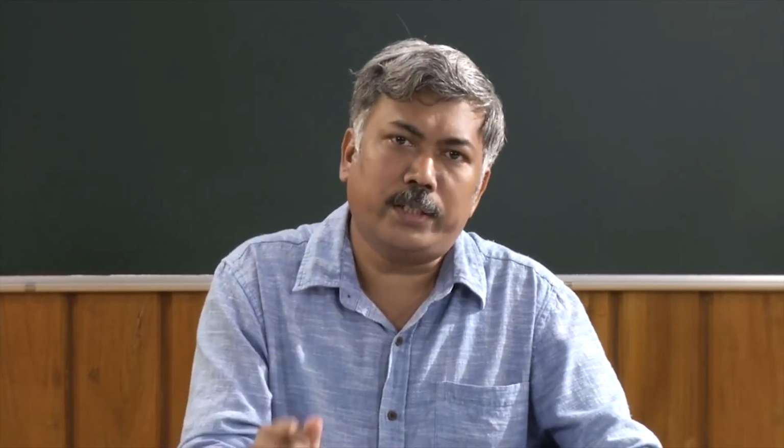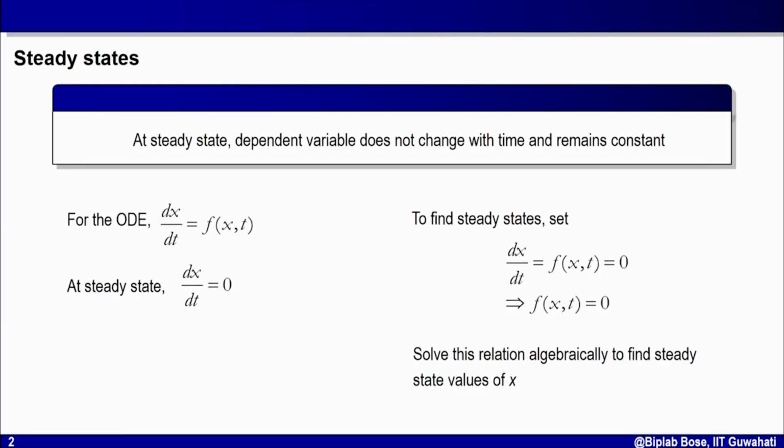Before we try to understand what we mean by stability of a steady state, let us recapitulate about steady states. The basic concept of steady state is like this. You have a dependent variable, say x, that is changing with time. The situation when the dependent variable does not change with time is the steady state of the dependent variable, or the steady state of the system.